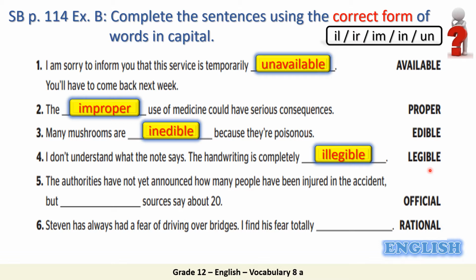Okay. How about number 5? Great. The authorities have not yet announced how many people have been injured in the accident, but unofficial sources say they are about 20. Unofficial means that the people who announced this bit of news are not approved by the authority. Stephen has always had a fear of driving over bridges. I find his fear totally irrational. Irrational means it's not based on logic. You got it? How about your points out of 6? Great work.